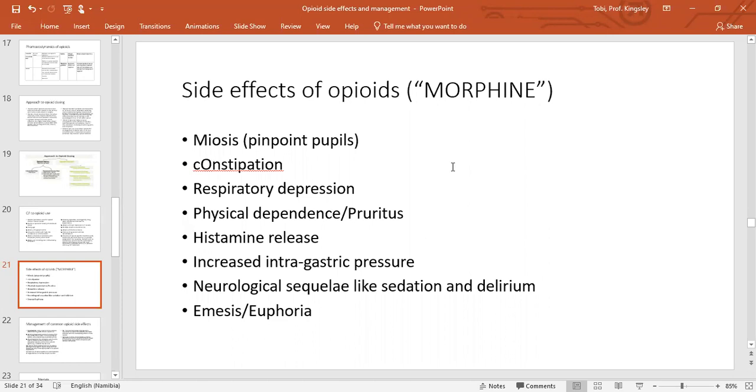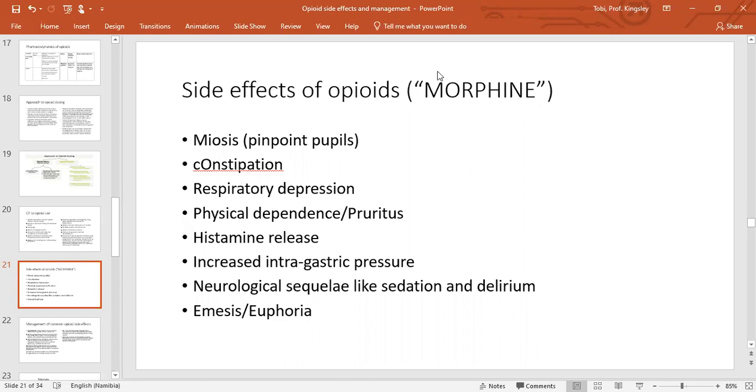In fact, one of the ways you can recognize people who are opioid dependent is to look at their pupils. They're dilated even though they are awake. I mean, pinpoint, not dilated. They have pinpoint pupils. O is for constipation, from what we said before. R is respiratory depression. P is pruritus and physical dependence. H is histamine release. I is increased intragastric pressure. N is neurological sequelae like sedation and delirium. And E, you can have emesis or euphoria. So the side effects of opioids are MORPHINE, okay?